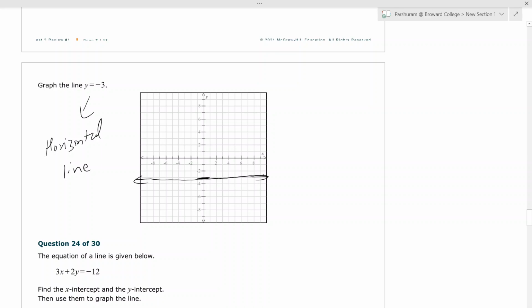So make sure that you draw it properly. And look at here, it's a negative 3. It's passing through negative 3.